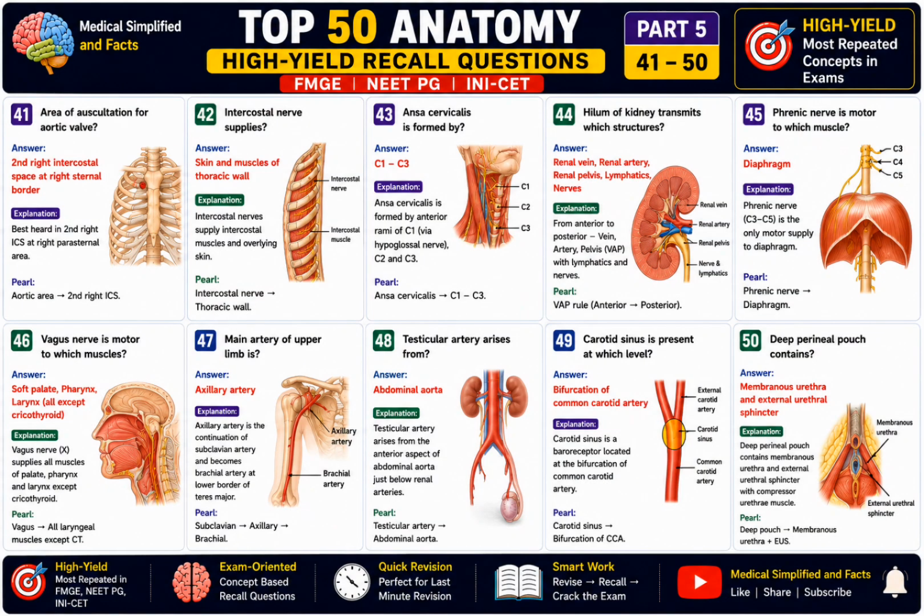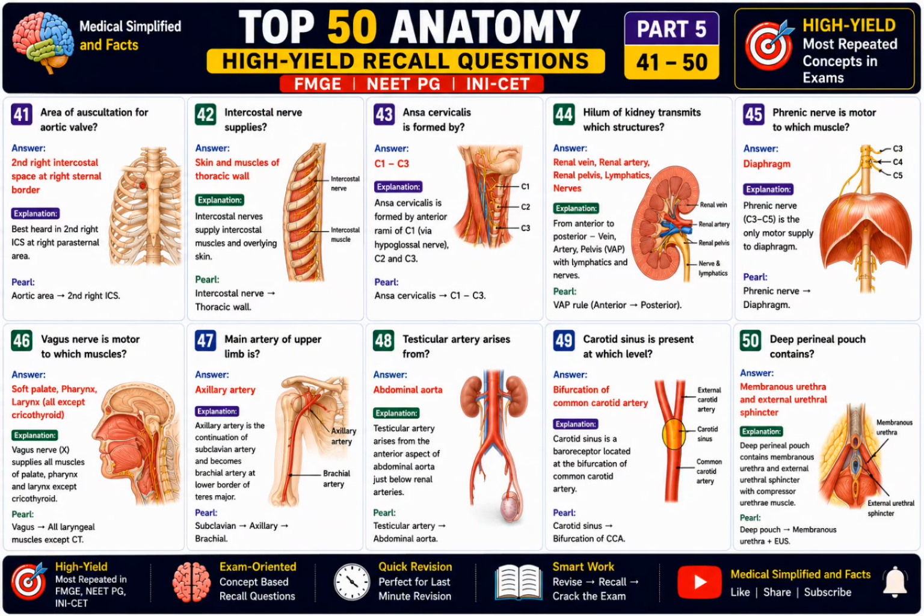Question 46. Vagus nerve is motor to which muscles? Answer. Soft palate, pharynx, larynx. All except cricothyroid. Pearl. Vagus to all laryngeal muscles except cricothyroid. Question 47. Main artery of upper limb is? Answer. Axillary artery. Continuation of subclavian, becomes brachial artery at lower border of teres major. Pearl. Subclavian to axillary to brachial.